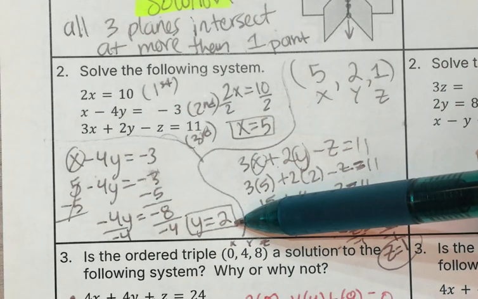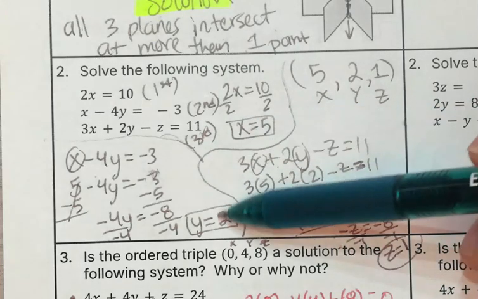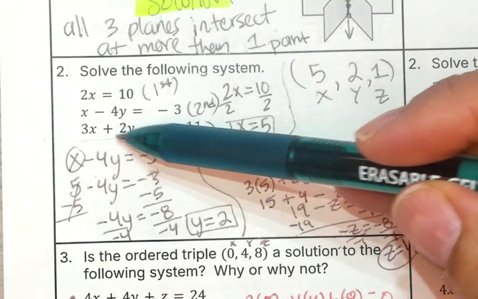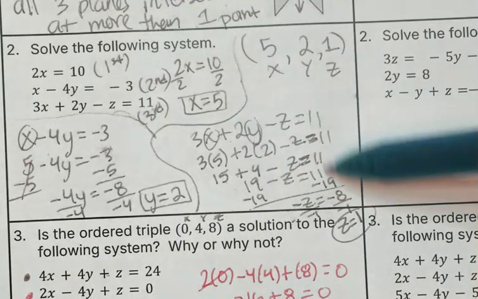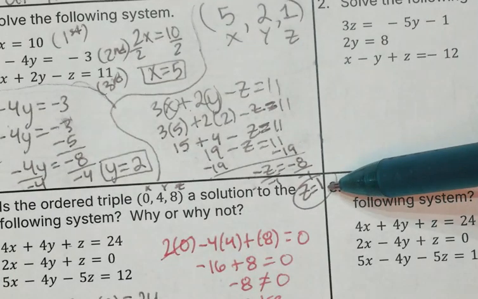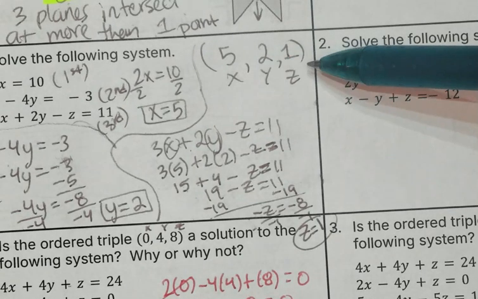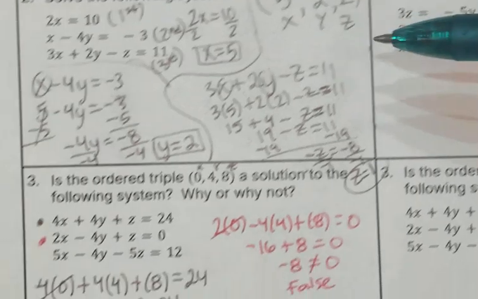And we ended up with y equals 2. Once you have x and y, you substitute x and y in here, and then you solve for z. So that's the process right here, and z was positive 1. So these are the three values for the solution.